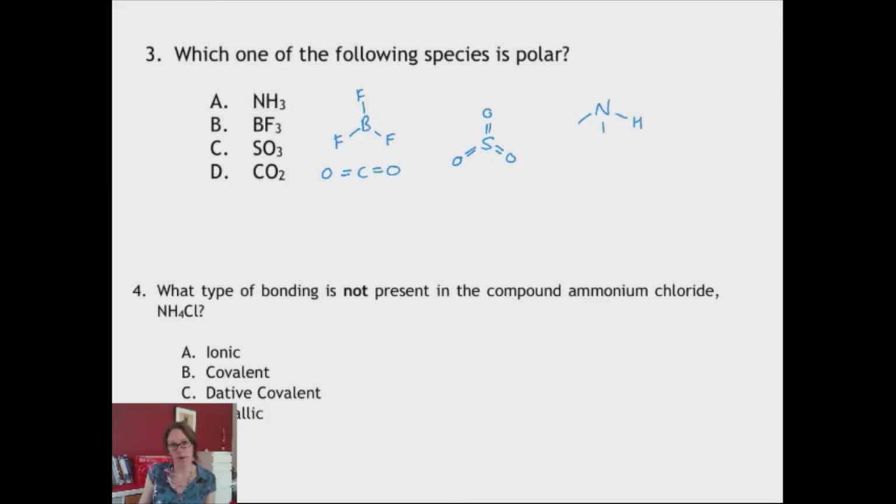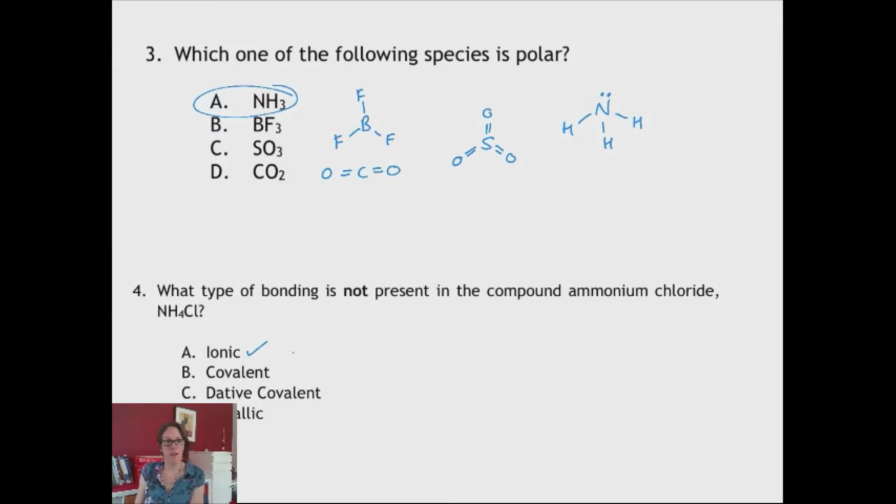So it's only ammonia where it's only using 3 of its electrons in bonding, and therefore has a lone pair, which means that the shape is now pushing those hydrogens away, so we get an overall dipole.